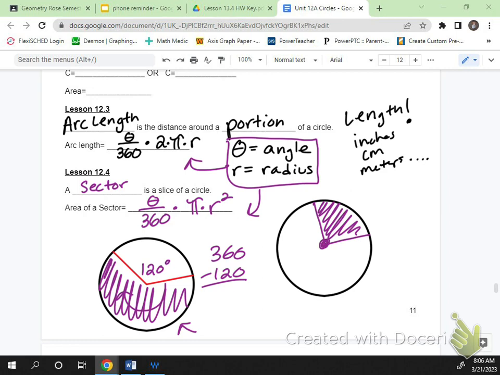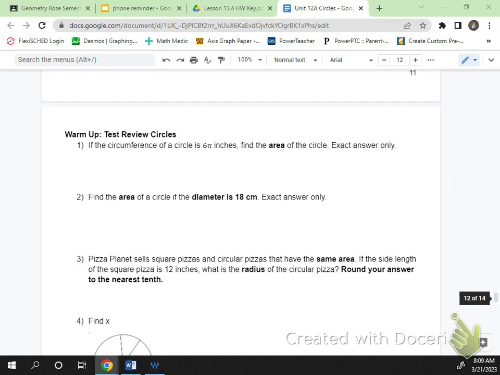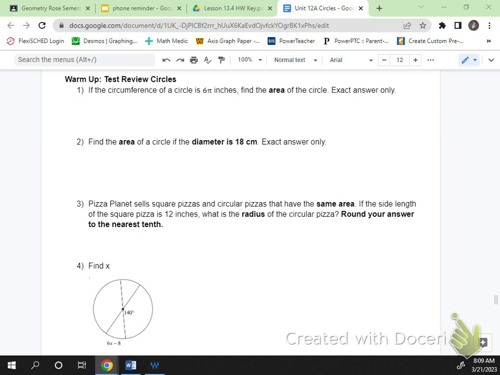Flip the page. Please, we're going to do some problems together before we do the vocabulary in our review. So let's look at this page. If the circumference of a circle is 6 pi inches, find the area. Exact answers only. So first off, exact answers only. What does that mean? How should my answer look? With a pi symbol. Circumference. What's the equation for circumference? We just wrote them down. It's 6 pi. What can I pull out from this equation? What do I know about the circle?